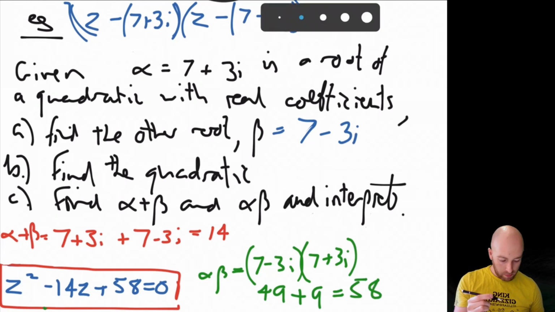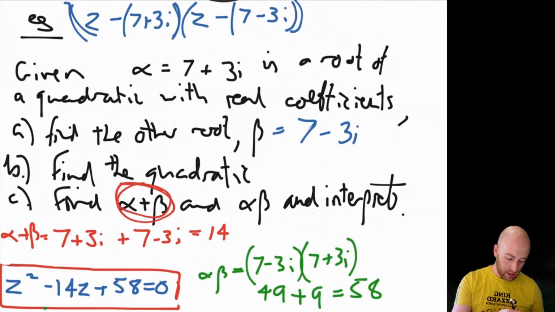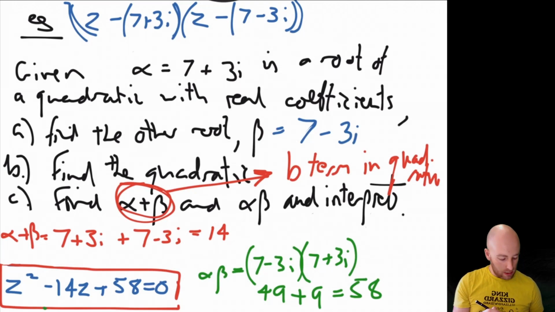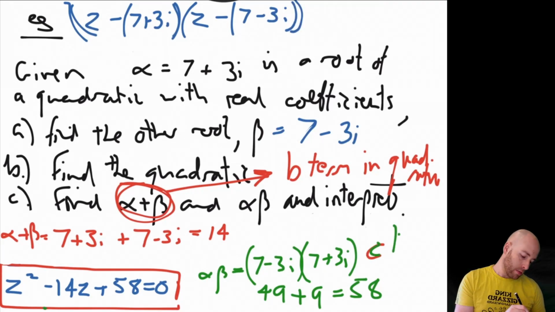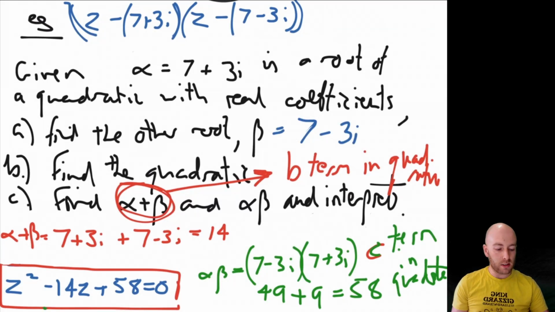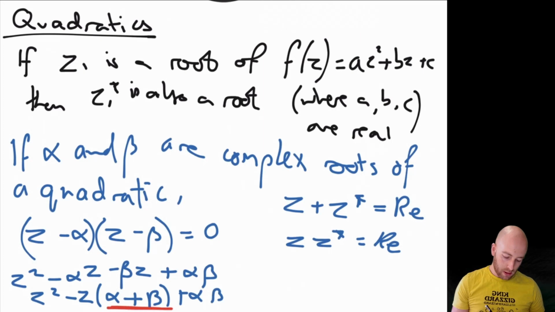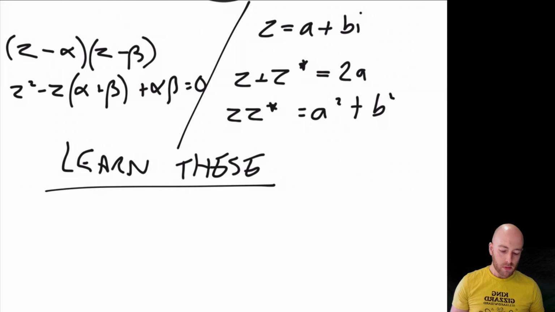So the interpretation of alpha plus beta, is it plus 14? Should be minus 14. No, that's fine. It's the b term in the quadratic, and alpha beta is the c term in the quadratic. Cool. So basically what we've done is prove the stuff we just did on the last slide. So we've now proved the fact that b in the quadratic is that, and we've proved that c is that. So you can learn that as a result.